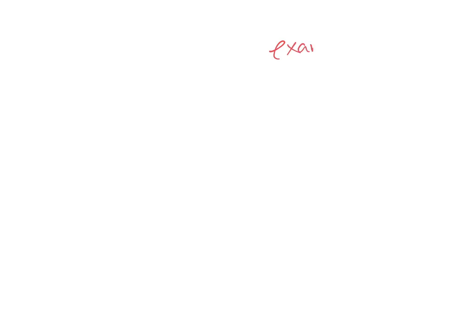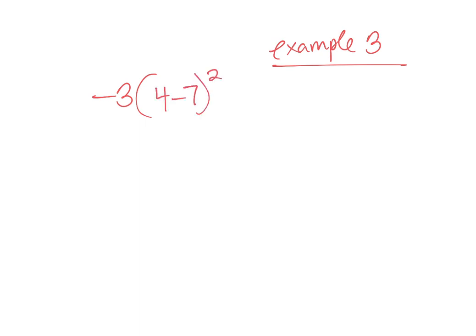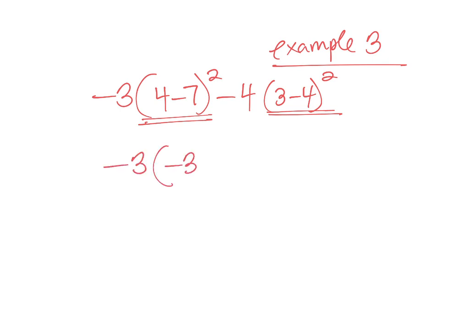Example 3. This is our third example. So in example 3, we have a problem that gets a little more complicated because now we have exponents involved. So imagine if you have negative 3 times (4 minus 7) squared, and then minus 4 times (3 minus 4) squared. If you have a situation like this, we look at the ones with the squared, right? We know we need to take care of the parentheses and the exponents. So that becomes negative 3 times negative 3 inside squared, and then minus 4 times negative 1 squared.